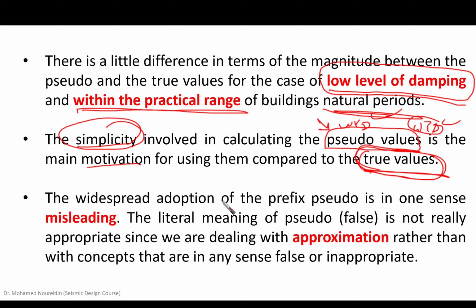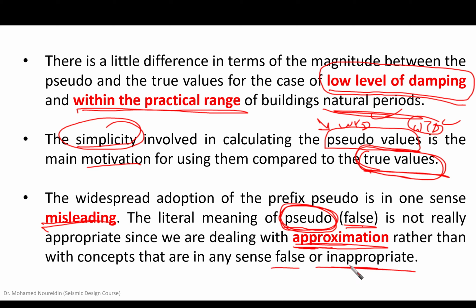And the widespread adoption of the prefix pseudo is in one sense misleading, as you have seen, okay? Because the literal meaning of pseudo is false, which is not really appropriate since we are dealing with approximations. That's right, we use the word approximate, not false. So the word pseudo is misleading actually. It is very common to use this word, but I do like to use the word approximated, rather than terms suggesting that the concepts are in any sense false or inappropriate. The word approximate is much more suitable in this context.